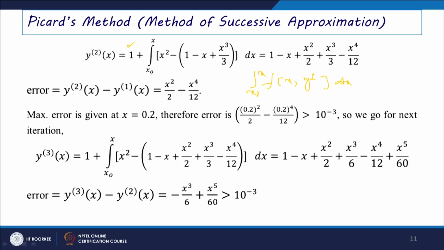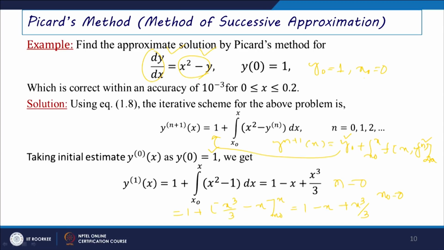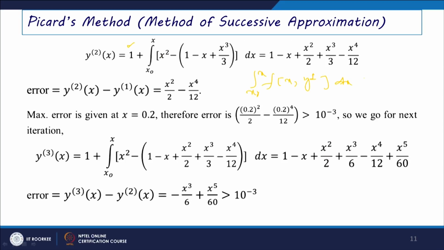So, y to the power 1 we can just say is nothing but what we have just obtained, 1 minus x plus x cube by 3. That is why, in place of y to the power 1, I am putting 1 minus x plus x cube by 3 here. And integrating this whole term, it can be represented as 1 minus x plus x square by 2 plus x cube by 3 minus x to the power 4 by 12.